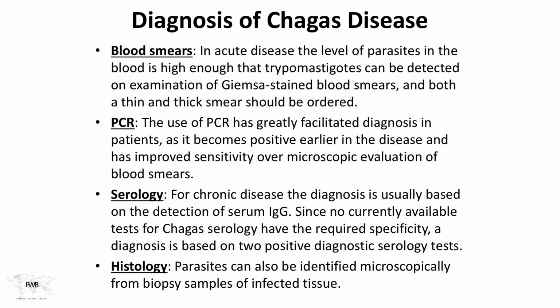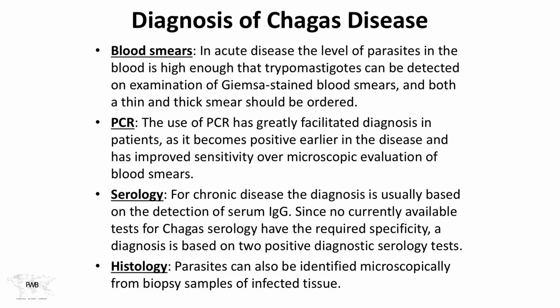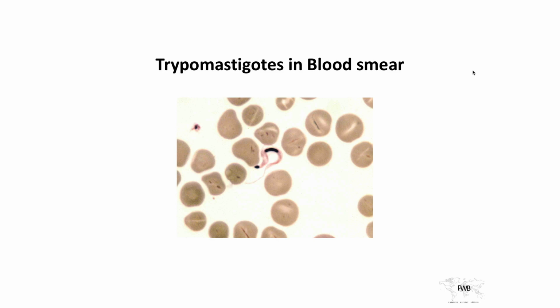Serology, this is how we're making most of our chronic disease diagnoses. We're looking at detection of serum IgG. There's a lot of challenges with Chagas serology, so most of the diagnostic algorithms require 2 diagnostic serology tests to be positive, and this is not a screening test. So if a person was referred to a clinician because they tried to donate blood and had a positive test, it doesn't count as a diagnostic serology. That's a screening serology. You need to go ahead and do 2 more to verify the diagnosis. And histology. In some situations, a tissue may be biopsied, and you can actually microscopically detect the parasites in the infected tissue.